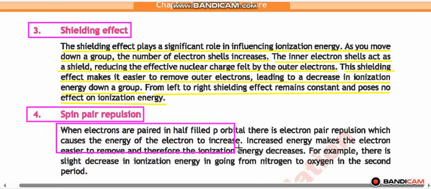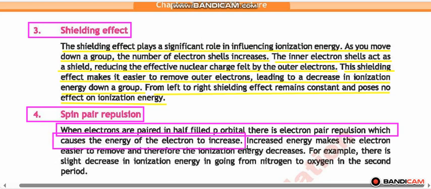When electrons are paired in a half-filled p orbital, there is electron repulsion, which causes the energy of the electron to increase. The increased energy makes the electron easier to remove, and therefore the ionization energy is decreasing.